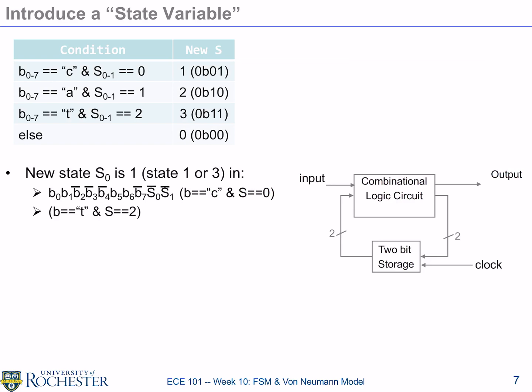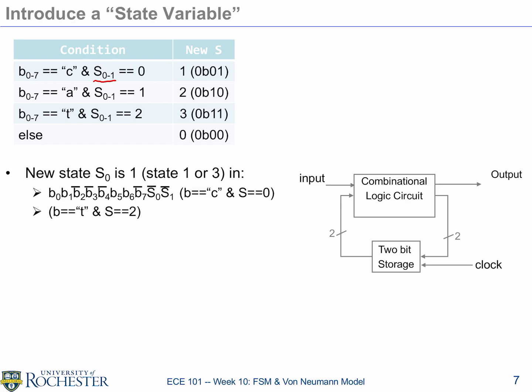the cat example that we gave, right? We look at the input and we look at the current state. And the state, since we have 3 states, 4 actually, we encode them with 2 bits. So now I introduce a state variable S01. It's a 2-bit bit vector. So now my condition is this.